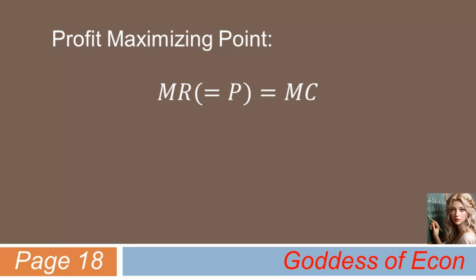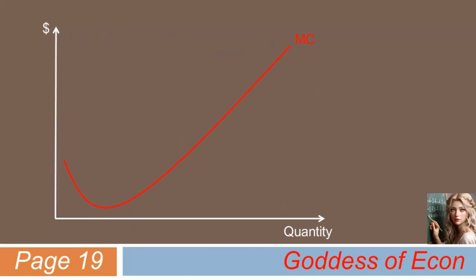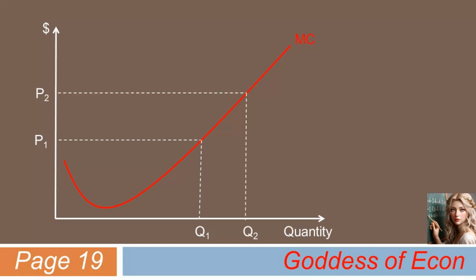But anyway, what does all this mean? Well, it means that the MC curve is, in fact, the firm's supply curve. Okay, let's go back to the Nike logo, the MC curve that we drew. Here you can see that if the market price is set at P1, the firm would produce until its marginal cost of production reaches P1. Similarly, if the market price is set at P2, the firm would produce until its marginal cost of production reaches P2, and so on and so forth. So what this all means is that the firm's MC curve is in fact the firm's supply curve.